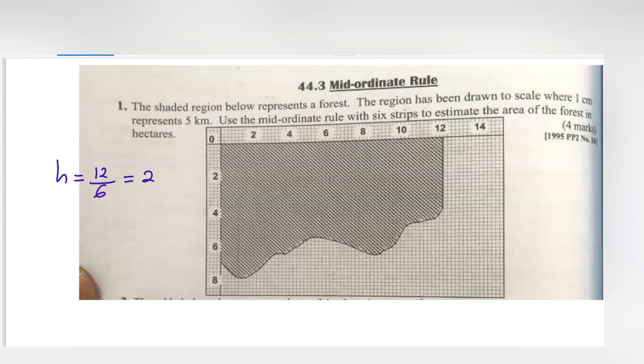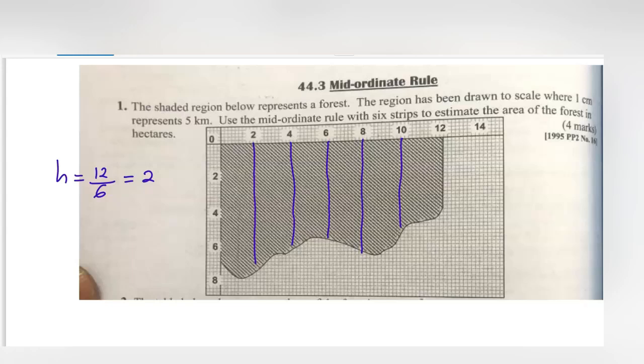Once we have done that, we can mark our boundaries. We come and draw at this point where we have 2. We are going to have our strip at this particular point. Then we come and draw another one at 4, another one at 6, another one at 8, another one at 10, and of course the other one is going to be on 12.